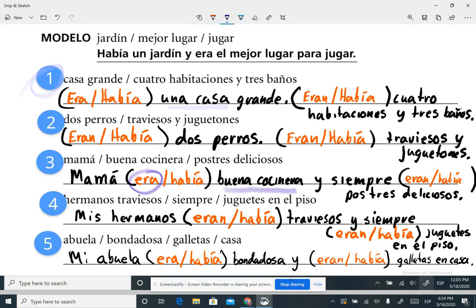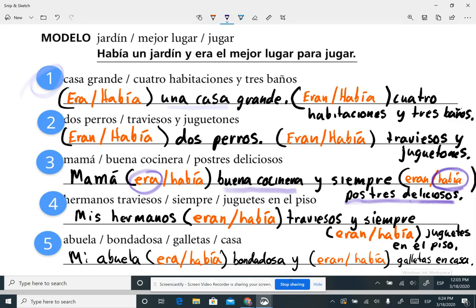And then here it's not describing the postres. I guess it is a little bit because it says they're delicious, but really what we're saying is mom was a good cook, so there were always delicious desserts. So we're not saying what they were like. I mean, we do have an adjective here, but really we're just saying that they existed. There were always these delicious desserts around in existence because she was a good cook. So we're going to choose había for that one.